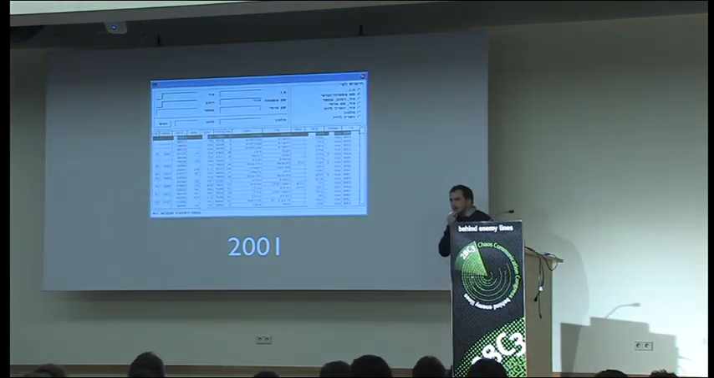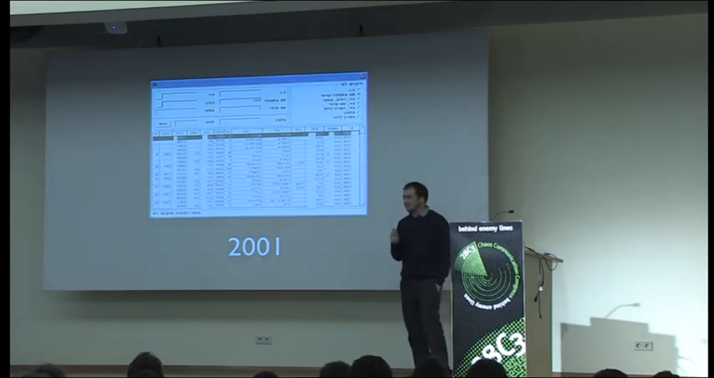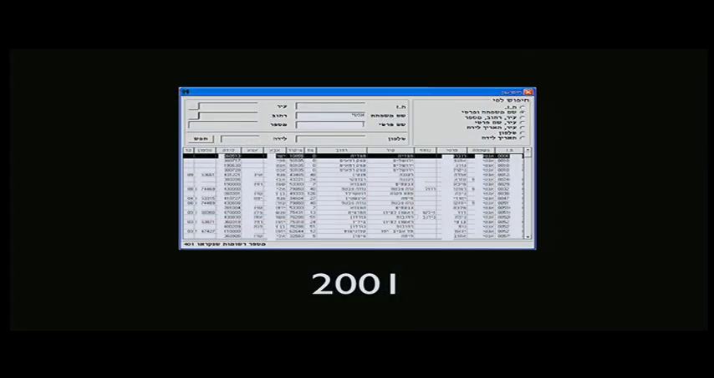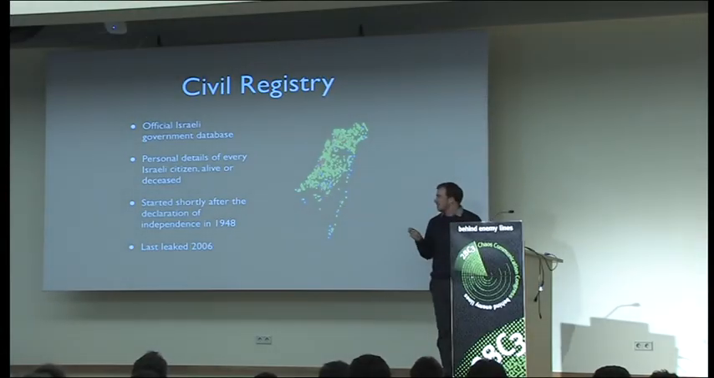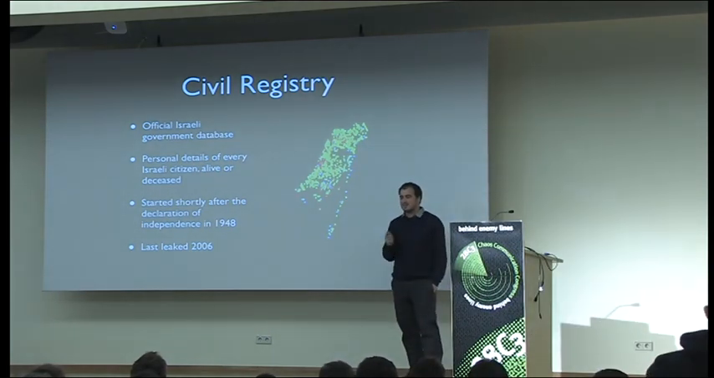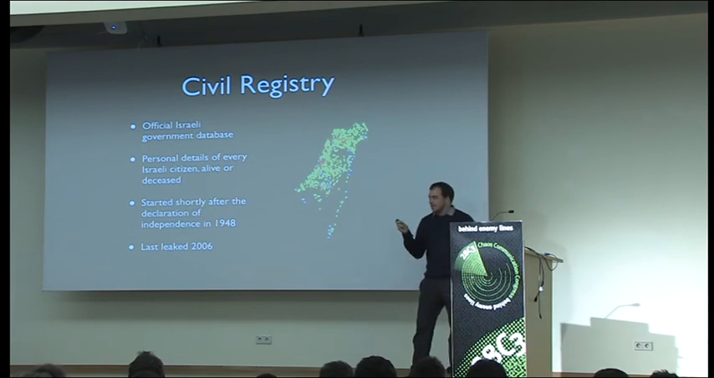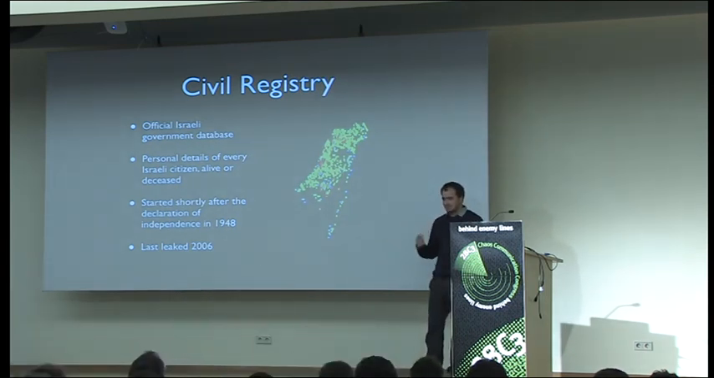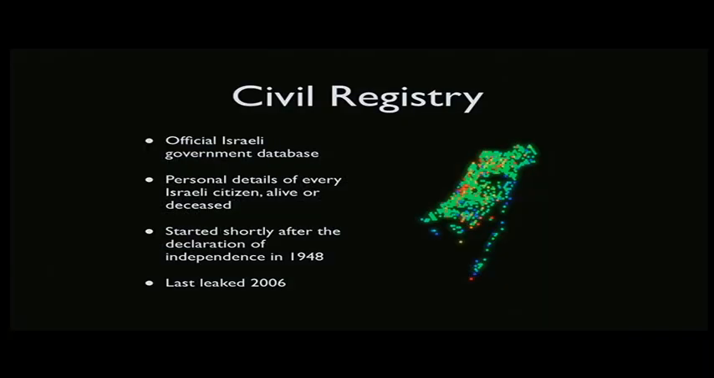So that's for the introduction. Back in 2001, this thing started surfacing on various file sharing networks on the internet. What looks like a standard Microsoft Access program, even though it's right to left because it's in Hebrew, actually has beneath it a very interesting database, and it's one that has never been seen before. The database is the official Israeli government database that holds all the personal details of every single Israeli citizen, either alive or deceased, who has lived in Israel in the past.